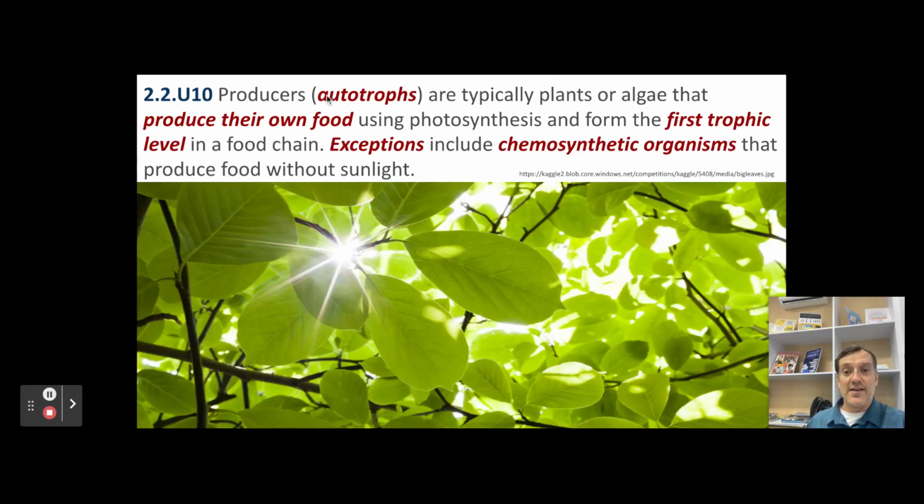Producers are called autotrophs. That's a really good scientific word to keep in your vocabulary. Self-feeders, right? These are typically plants or algae. They make their own food, right? There are some exceptions in the deep ocean where we have the chemosynthetic organisms. They generally use the heat from Earth's core that's escaping through the mid-ocean ridges or volcanoes as their primary source of energy.